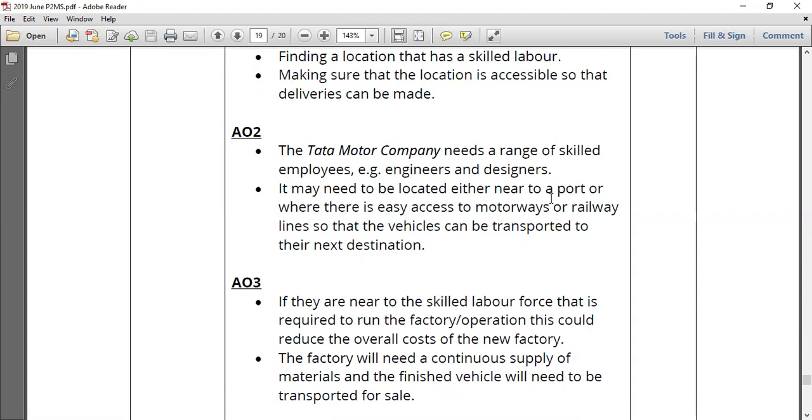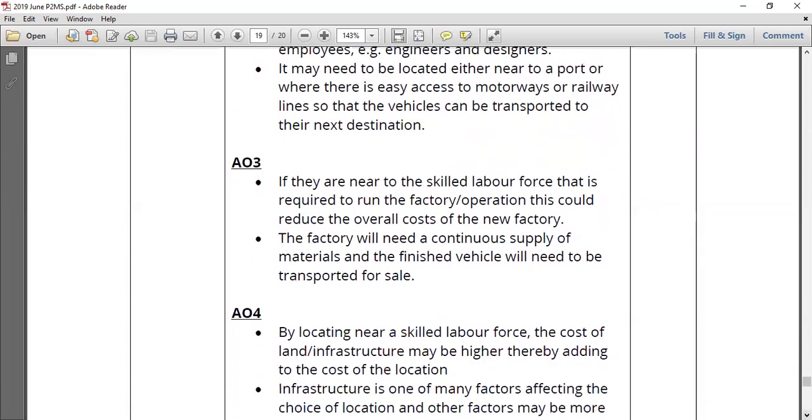It's better to be near a port, because why? They have to export the items, or where there is access to motorway or rail lines, so that the vehicles can be transported to their next destination. So that was really important. The transportation mechanism near to the port, right? The shipments and everything will be easier then, or else we can say the cargo. You can see either port or railway line, right? Look at the examples, a very good example of application.